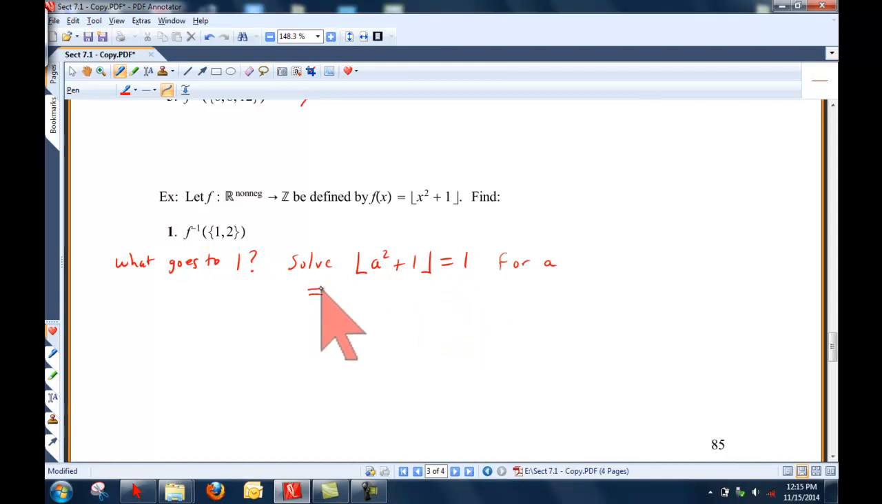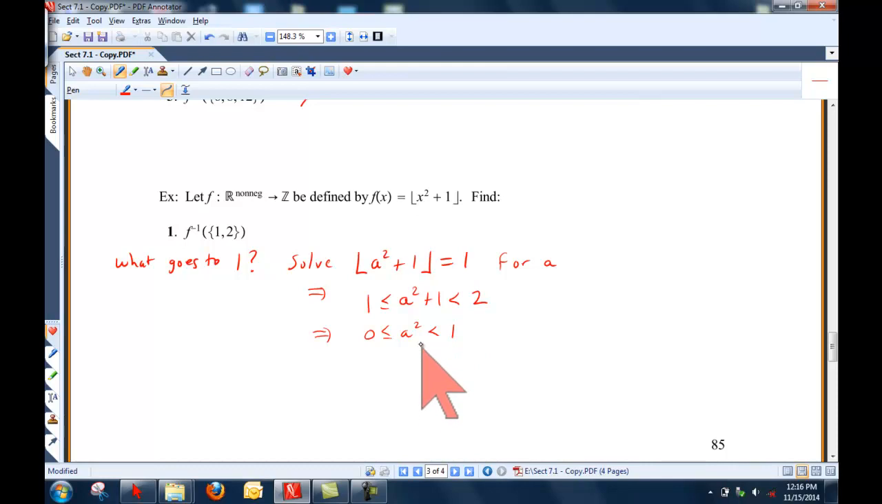Okay, let's unpack this. When is the floor of a squared plus 1 going to be equal to 1? Well, it's when a squared plus 1 itself is greater than or equal to 1 and less than the next higher integer, 2. And when is that true? So now it's more familiar. Algebraically, let's solve this. Subtract 1 from all three sides, so to speak, of this compound inequality. 0 less than or equal to a squared less than 1.